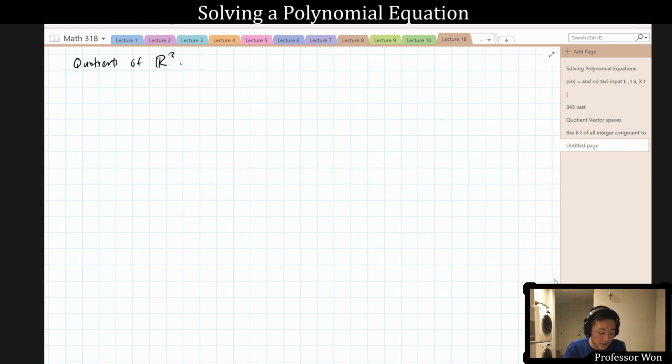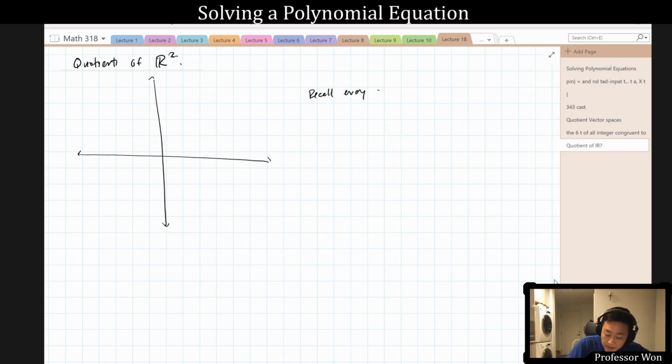Okay, and the nice thing about R2 and R3, which we'll see in a second, is that you can actually picture it. So we're used to thinking of R2 as this vector space, where every point in this picture is a vector. Now recall that every subspace contains the origin. Right, so let me draw in a subspace. It'll contain the origin. Here's my subspace S.